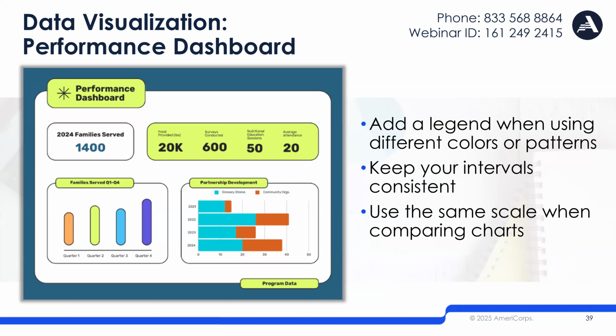Depending on the type of visualization, these tips may or may not apply. First, remember to add a legend when using different colors or patterns so that people understand and can read it. You also want to keep your intervals consistent. So for example, don't jump from 5 to 10 to then 100. Keep the intervals consistent. And finally, try to use the same scale when you're comparing multiple charts side by side so that it is relevant and accurate.